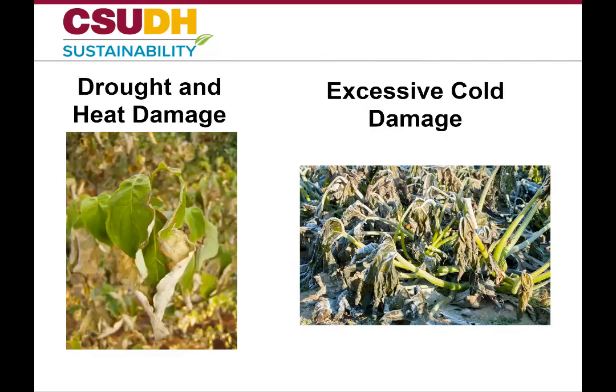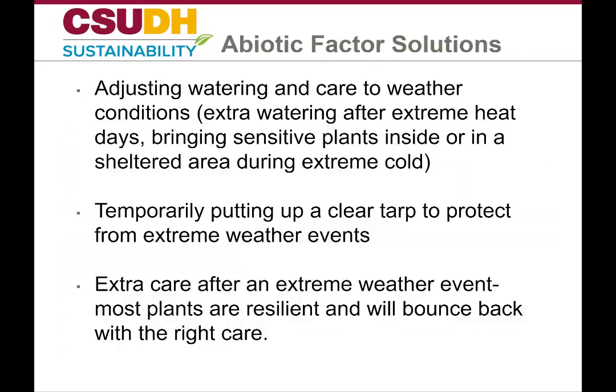So here's some picture examples of, after a drought or heat damage, all the plants tend to look like this. Excessive cold damage, where the plants are wilting, things like that. These are abiotic influences that are affecting the whole crop. So that's what it looks like.